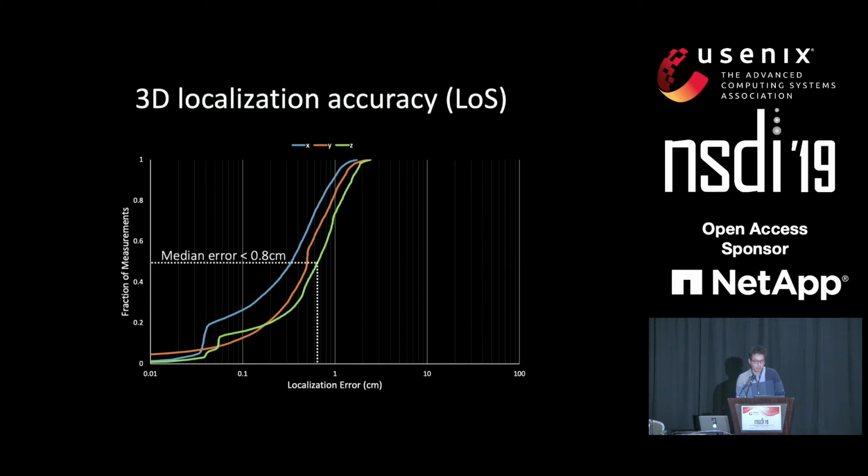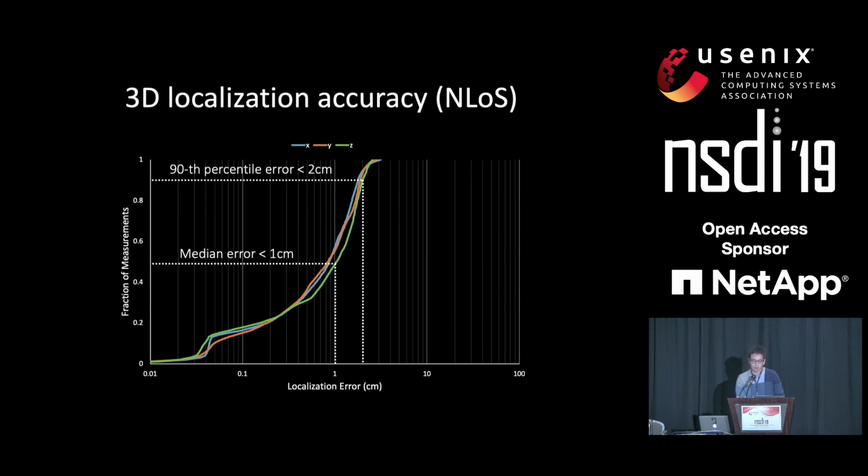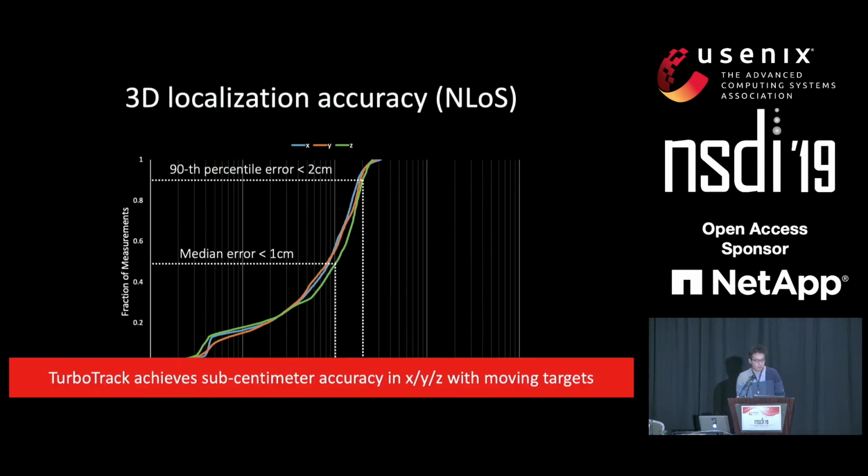And the results show that we have a median error less than 0.8 centimeter across all axes, and 90 percentile error less than 2 centimeter across all axes. Even for the challenging non-line-of-sight case, we can still deliver 90 percentile error less than 2 centimeter and median error less than 1 centimeter, which means that TurboTrack achieves sub-centimeter accuracy in all three directions with moving targets.